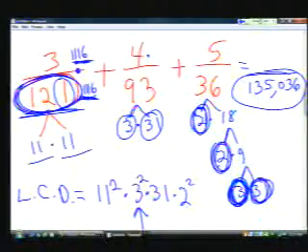How are you going to find out what to multiply numerator and denominator by on the second fraction? Courtney, go ahead and give it another try. The denominator. Yes, so now take the 135,036 and divide it by 93, and you get 1,452.